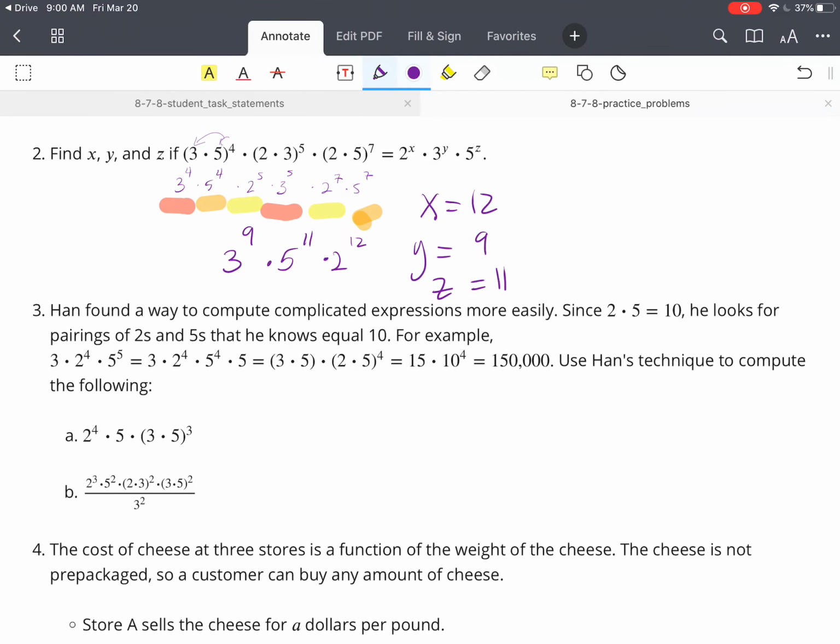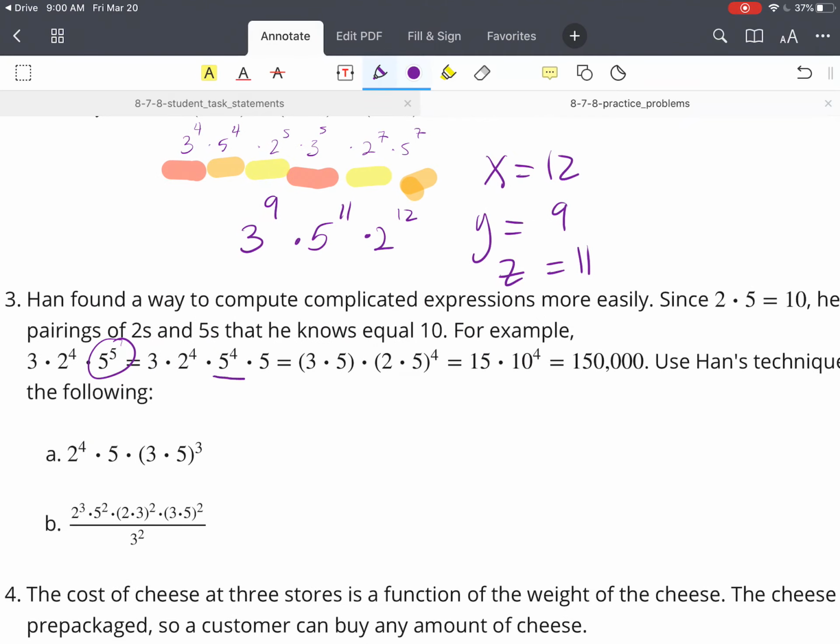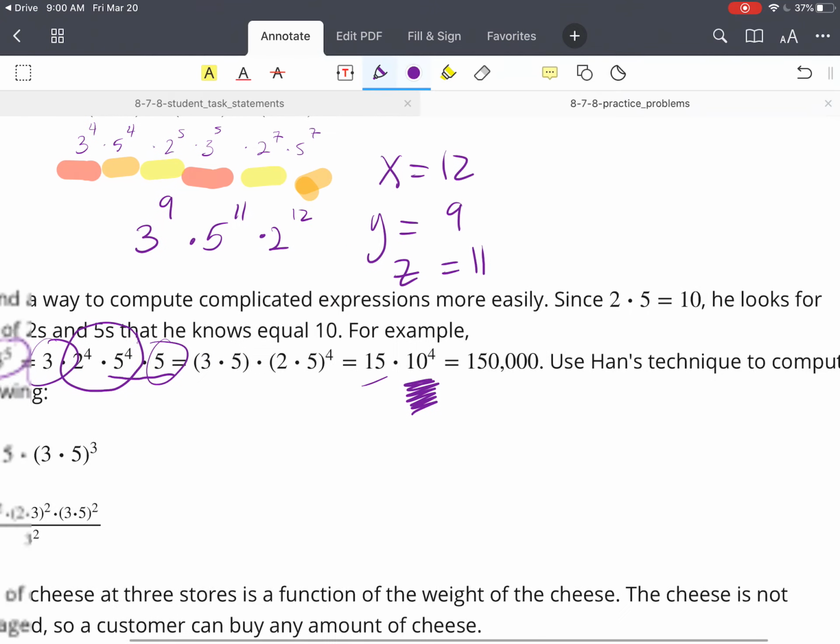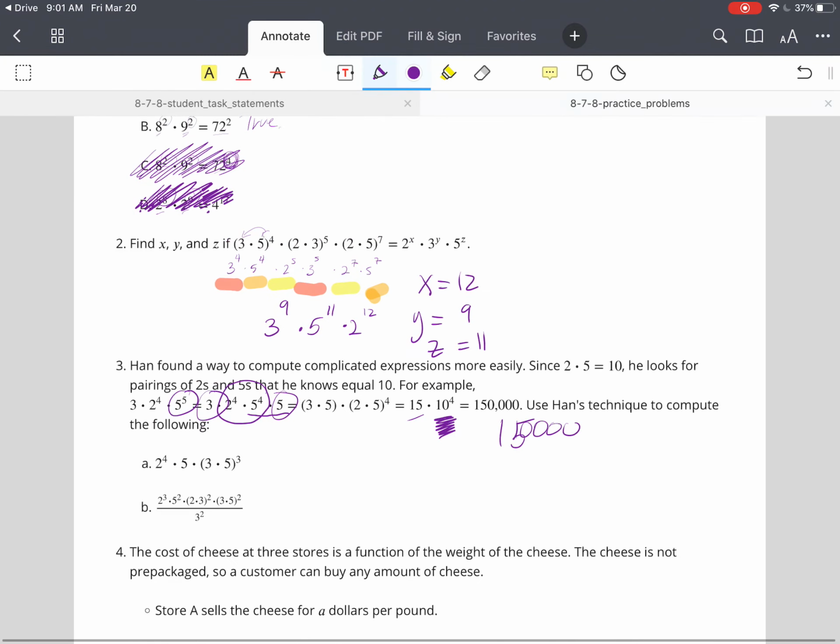Han found a way to compute complicated expressions more easily. Since 2 times 5 is equal to 10, he looks for pairings of 2s and 5s that he knows equal 10. For example, 3 times 2 to the 4th times 5 to the 5th. He broke up 5 to the 5th as 5 to the 4th times 5, and then he knows that this is just 10 to the 4th. That's what he did. And then 3 times 5 is 15. 10 to the 4th is 4 zeros, and then times 15 would be that.